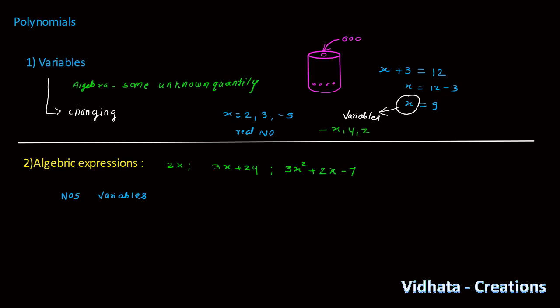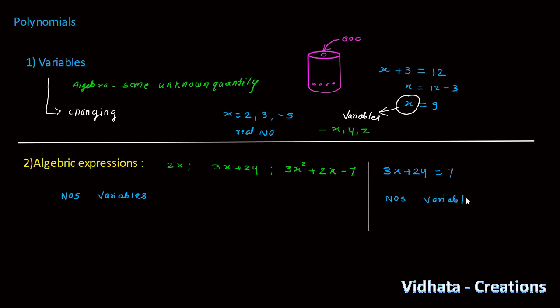For example, suppose I am having another example as 3x plus 2y is equal to 7. Now, see both examples. Is it an algebraic expression? Here also we are able to see numbers are there, as well as variables are also there.